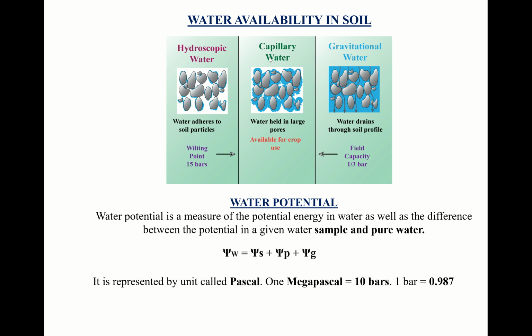Then water goes to these two, hygroscopic and gravitational water. Hygroscopic water is the one when, as soon as the rainfall falls onto the ground, the soil particles tightly adhere to that water, and that is called hygroscopic water.